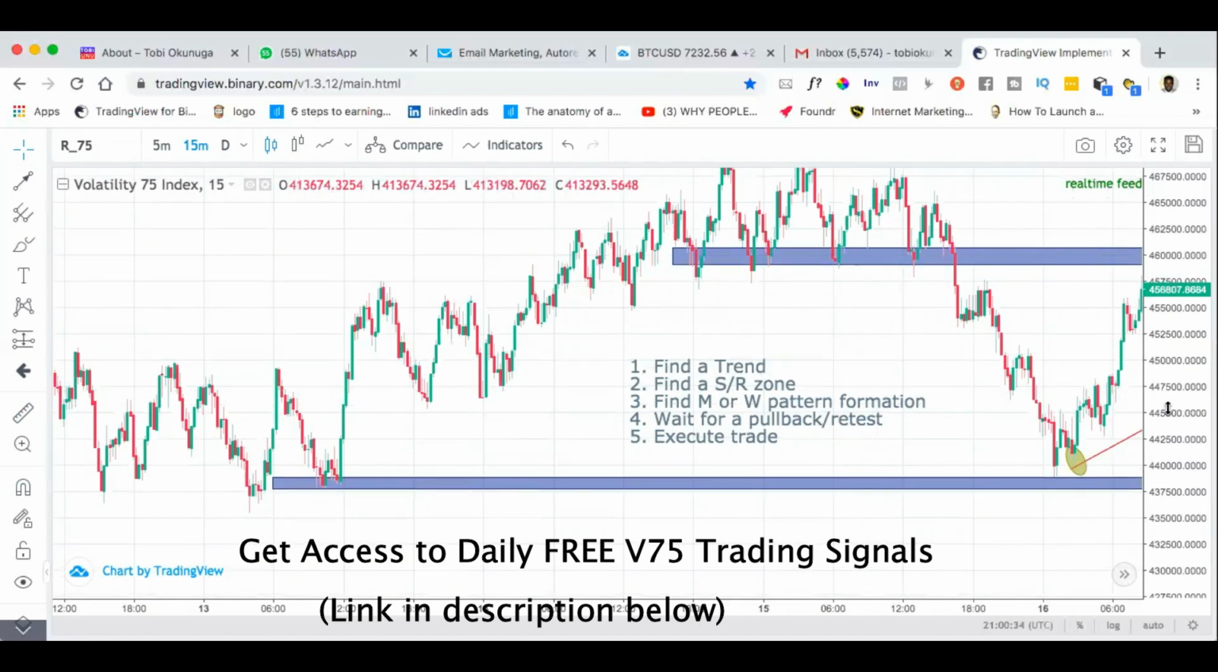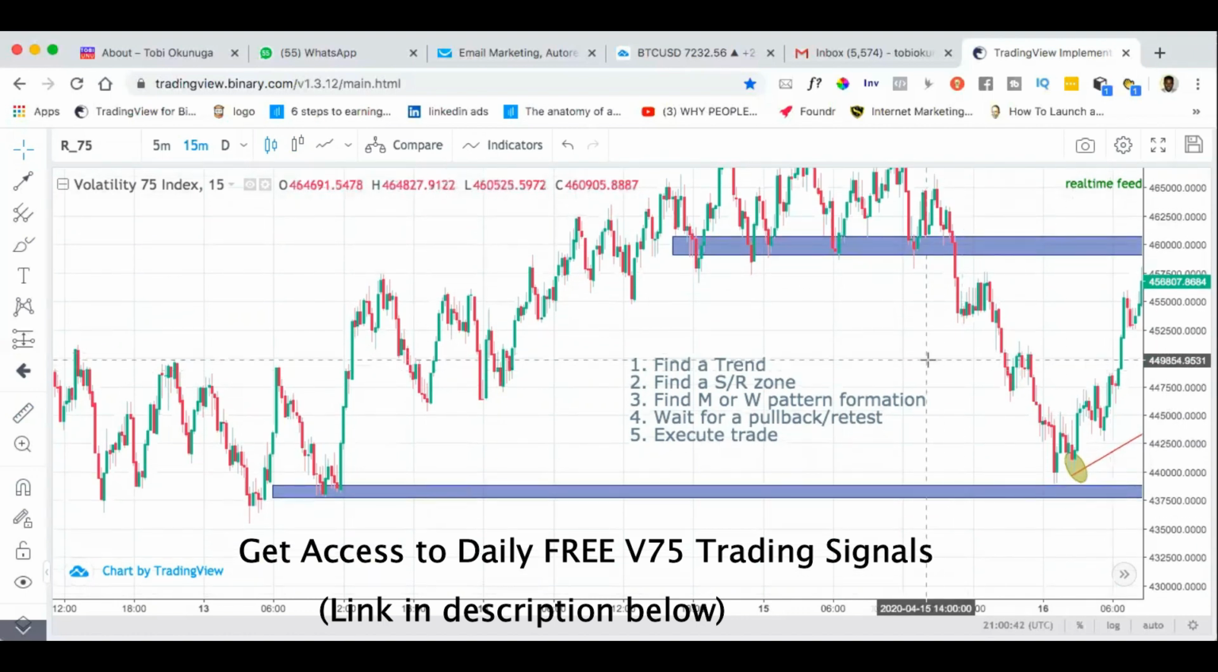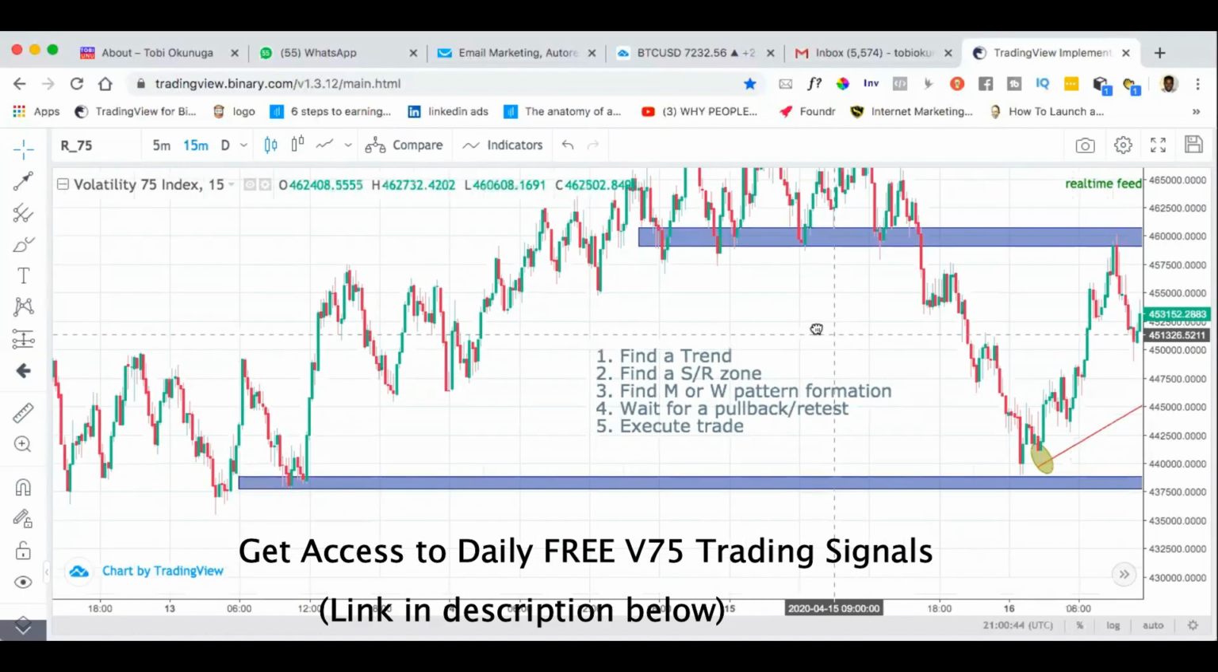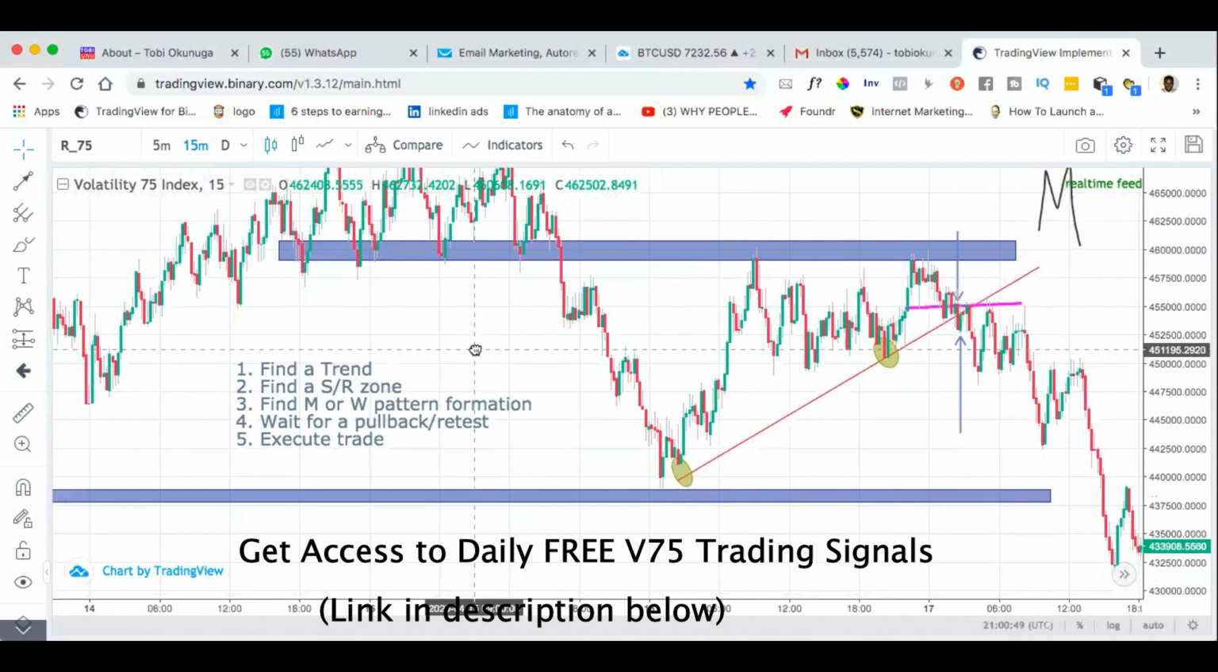There is a great deal of repetition when it comes to trading the volatility index. If you can understand how to trade these patterns, I believe you'll be very, very successful trading this particular index.